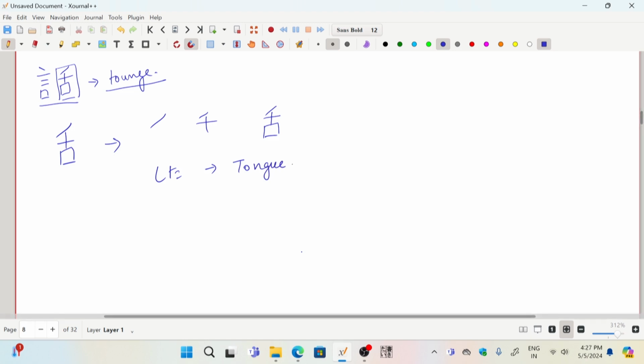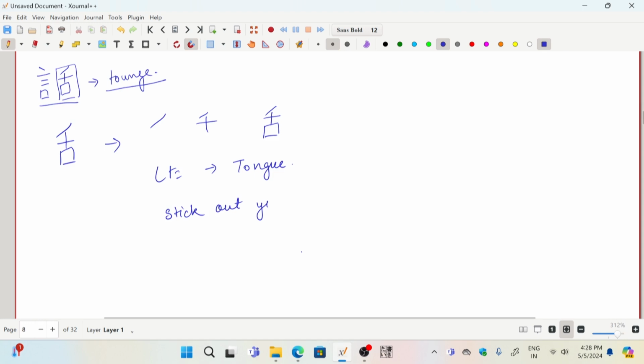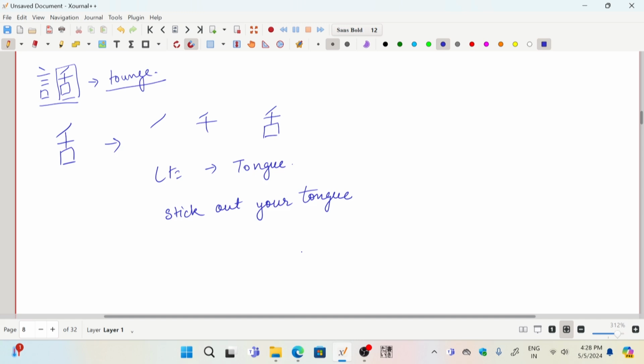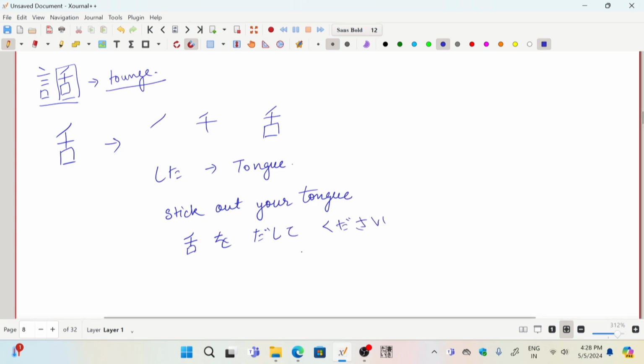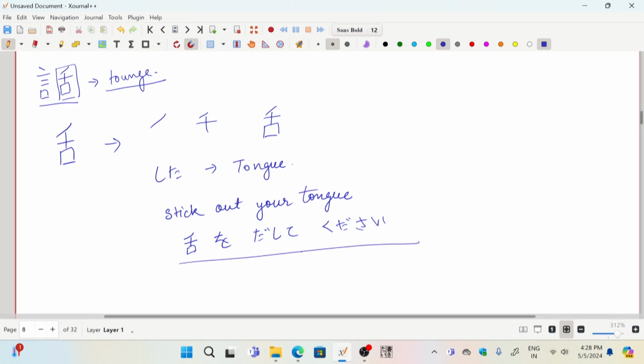So if I want to say stick out your tongue, it will be shita o dashite kudasai. Dashite kudasai. Shita o dashite kudasai.